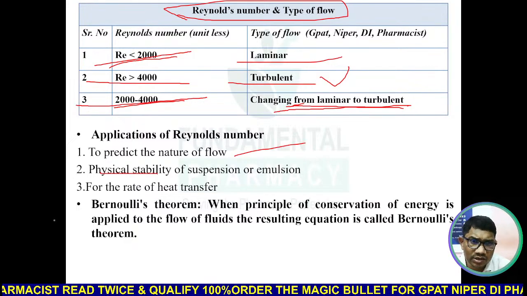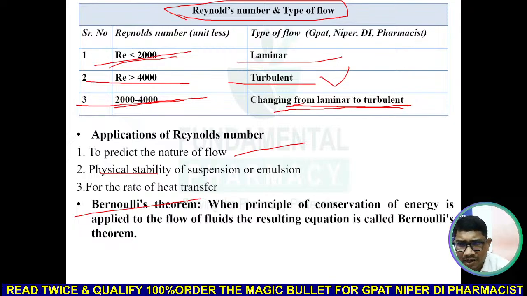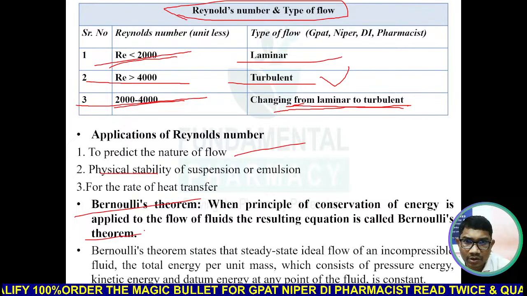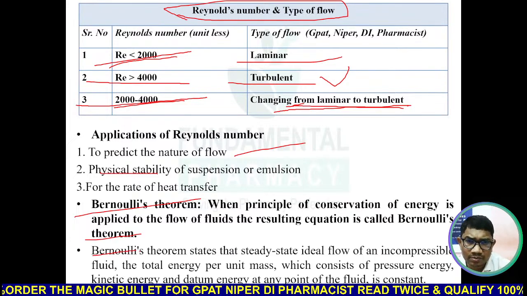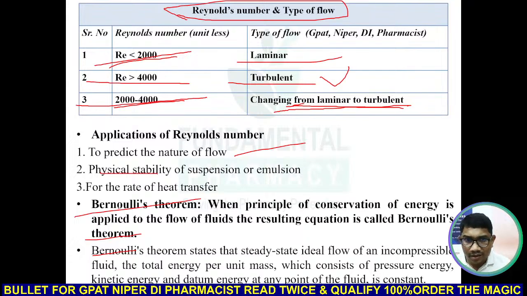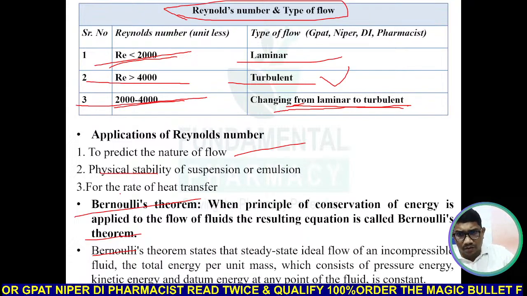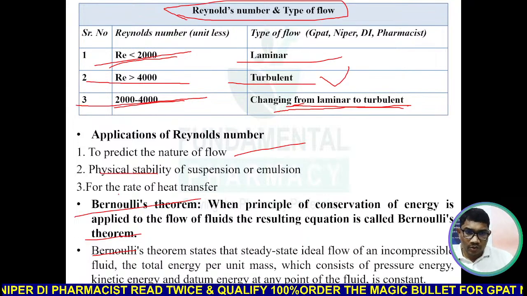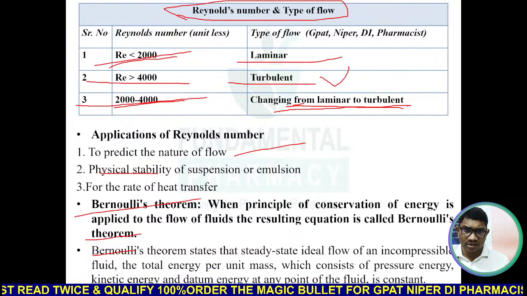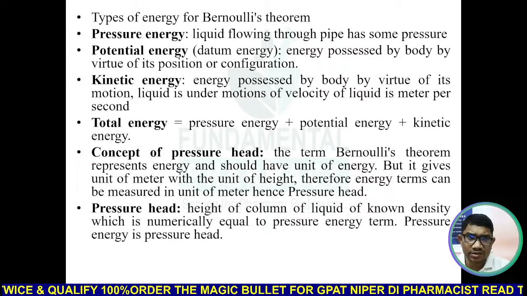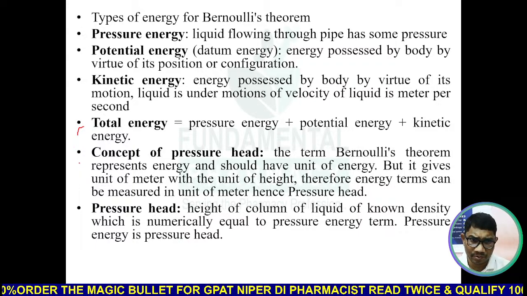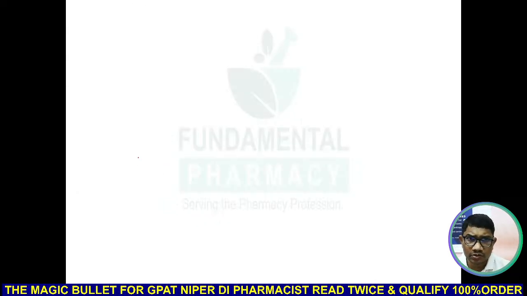We have already seen the Bernoulli's theorem, when the application of energy conservation is applied to flow of fluid, the resultant equation is nothing but the Bernoulli's theorem. We have also seen Bernoulli's theorem states that in a steady state, ideal flow of an incompressible fluid, the total energy per mass unit will be constant, which has kinetic energy, pressure energy and potential energy. We have already seen yesterday the concept of pressure head also. We have seen this experiment yesterday.